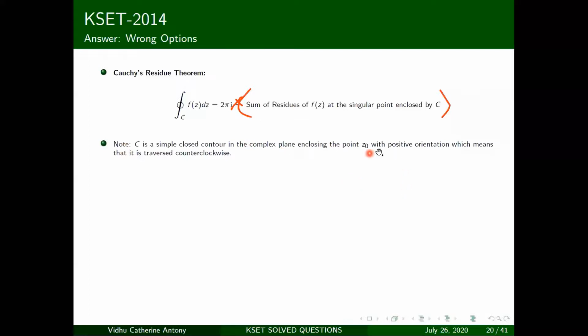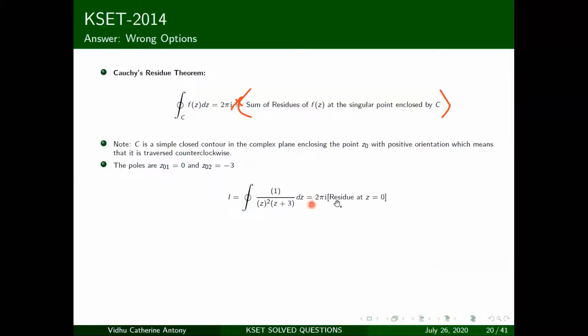You should remember that it has positive orientation, which means that it is traversed counterclockwise. So positive orientation implies counterclockwise. If you calculate the value, you're getting the counterclockwise direction value. You would have to multiply it with a negative sign to get the clockwise direction value. That was the confusion in this question.